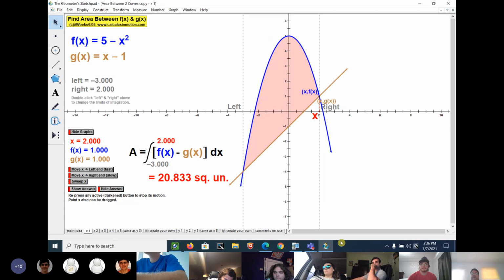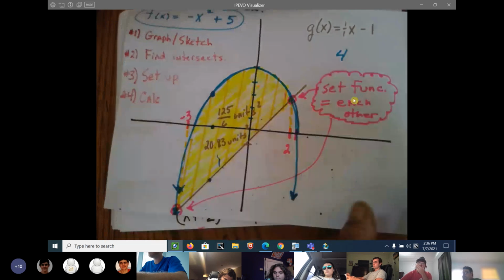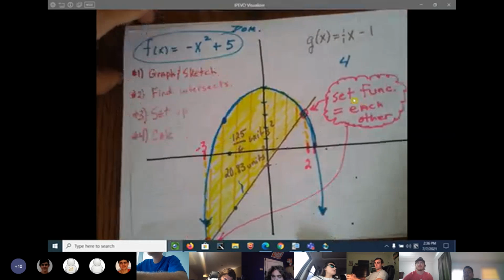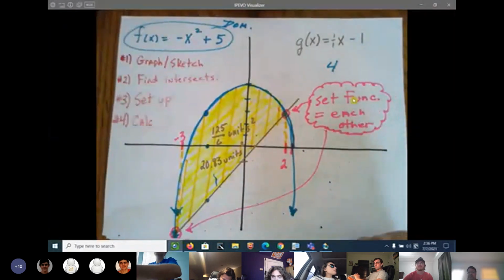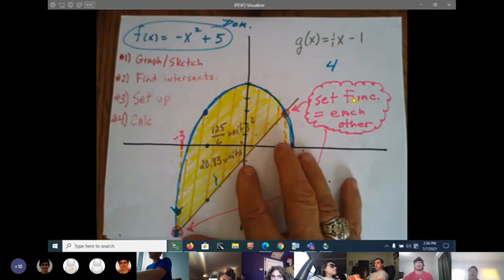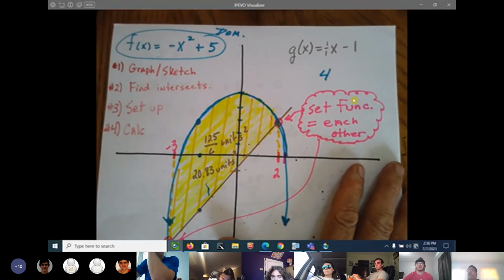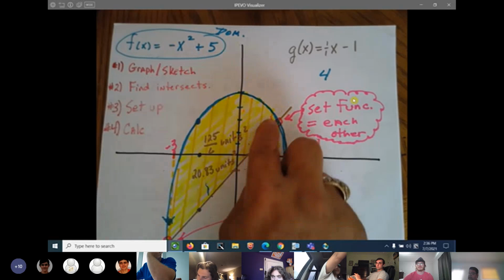Okay. So now we're going to set up our integral based on this. Somebody tell me, which function am I going to subtract from? In this case, f of x minus g of x, that's pretty simple. But how do you tell when you don't know which one's g of x and which one's f of x? You go with which one gives you the highest y value in your region. Where is our region? Our region is right here.